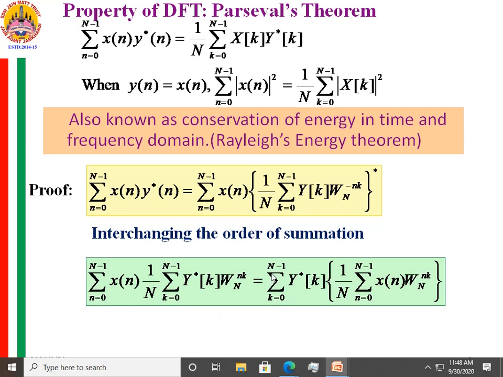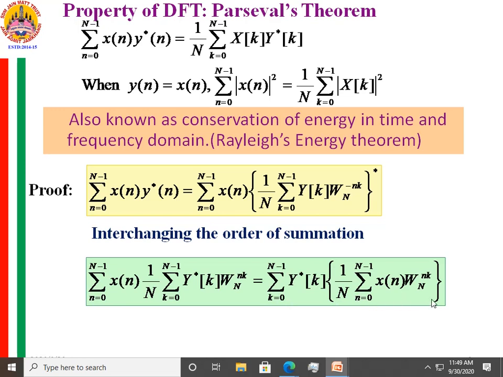k varying from 0 to n minus 1 conjugate of yk, and then inside you'll remain with the summation n from 0 to n minus 1 xn, and the conjugate of w raised to minus nk is w raised to nk. Now this 1 by n you can also take outside. Here I have by mistake written it inside, you can take it outside also.